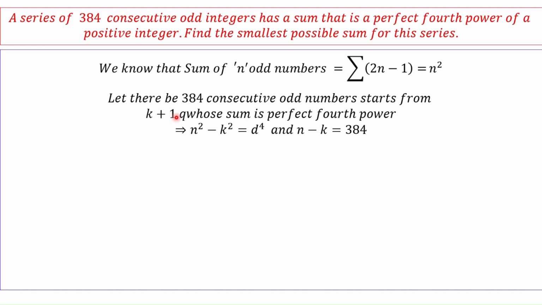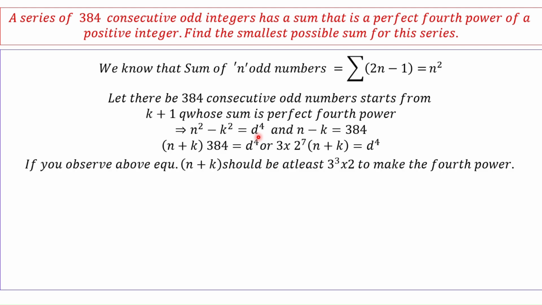That means from 1 to k I am also adding numbers. So n squared is the sum of the complete set of numbers, and n squared minus k squared, if I substitute, gives k plus 1 to n, correct? So n minus k is 384 and n squared minus k squared equals d to the power of 4. These are the main equations which I will derive. So (n plus k) into 384 equals d to the power of 4. Or 384 I will write as 3 into 2 to the power of 7, into (n plus k), equal to d to the power of 4.